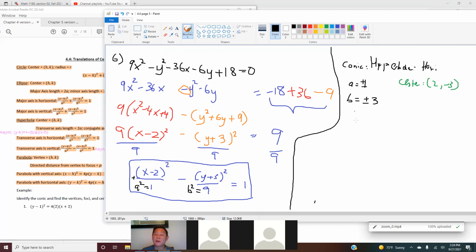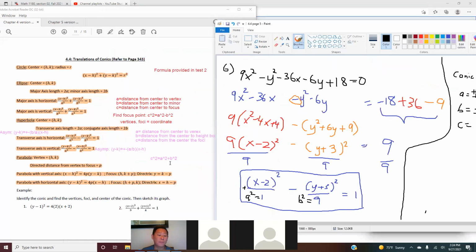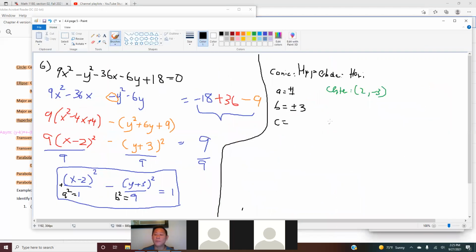And in order for us to figure out c, you have to use what? The Pythagorean theorem. So c squared is a squared plus b squared. And we know a squared is 1 and b squared is 9. So this will be 10. So c in this case is what? Plus minus what? Square root of 10.